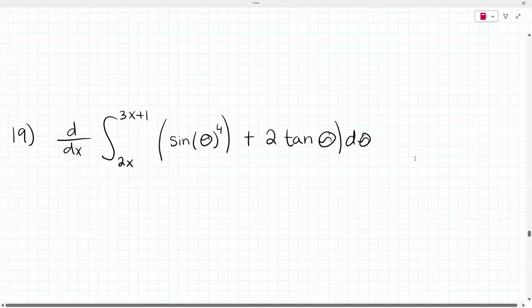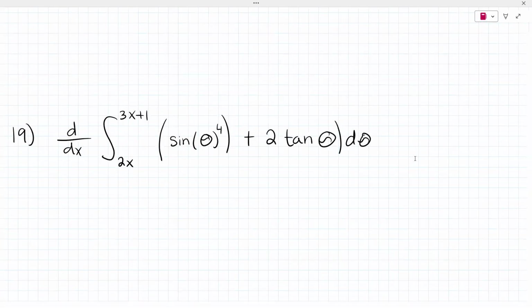So 19, we have d over dx of the integral, lower boundary 2x, upper boundary 3x plus 1, of sine of theta to the fourth plus 2 tan theta d theta. Just like the other one, we know that the derivative and the integral cancel. You're going to put in the upper boundary and then times it by the derivative of 3x plus 1. Then it's going to be minus, and then you apply the lower boundary, which is 2x, times the derivative of 2x, which is 2. That's it.